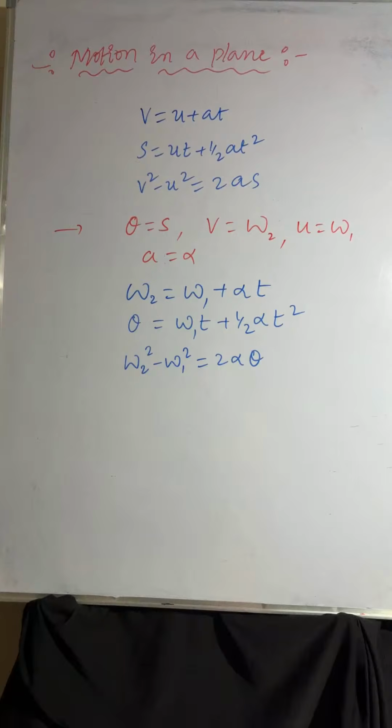Time of flight 2u sin theta by g. Maximum height H equal to u square sin square theta by 2g. And horizontal range R equal to u square sin 2 theta by g.